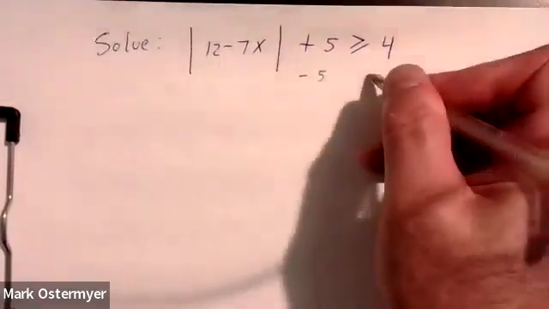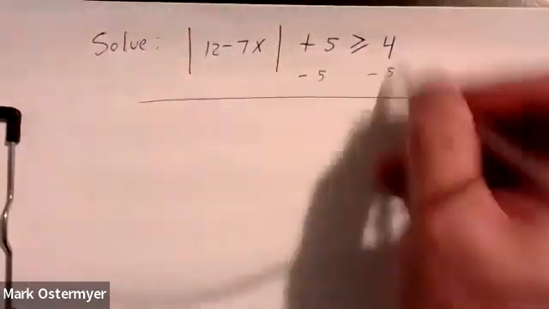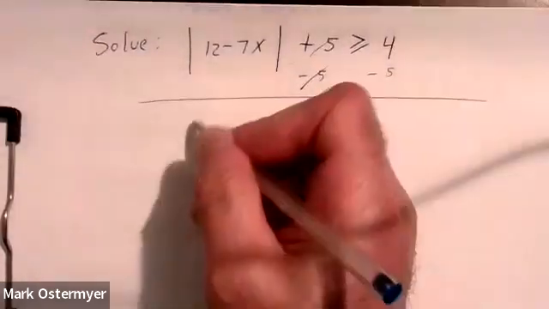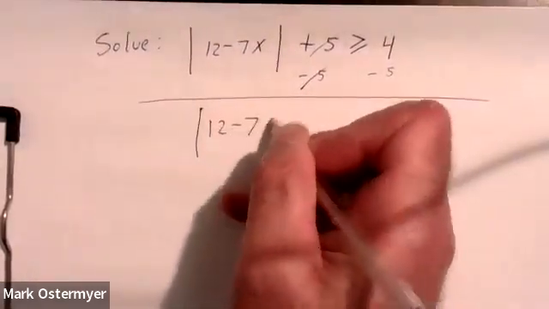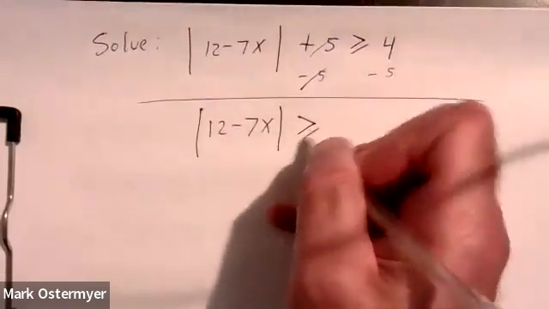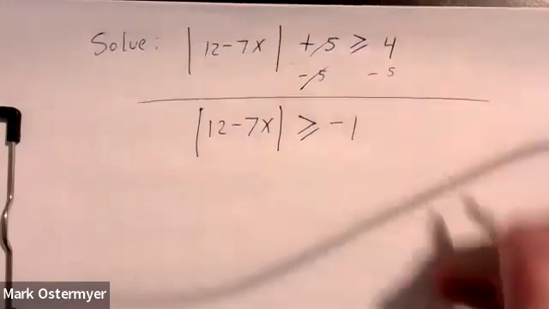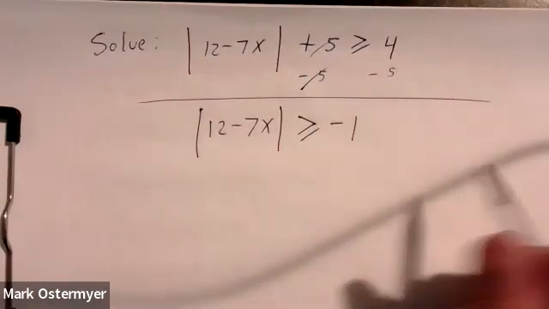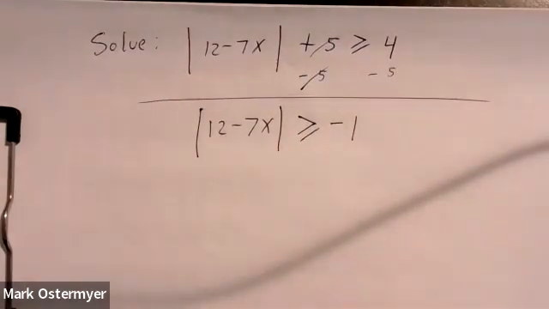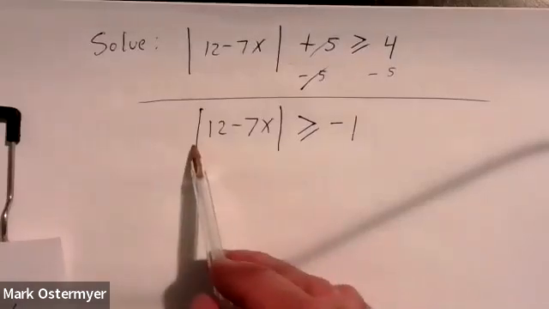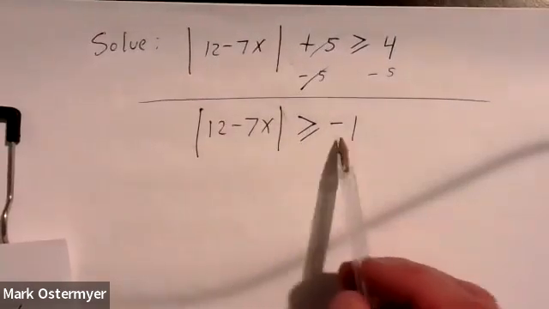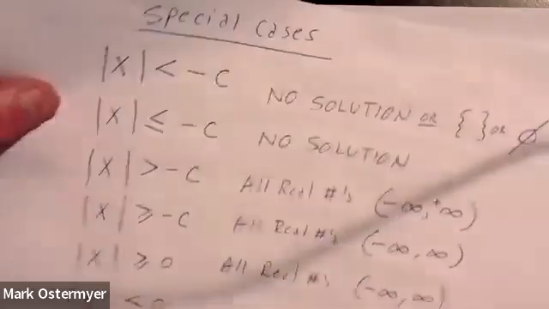So I minus 5 from the left and the right. The 5s drop out on the left, isolating my absolute value, which is now greater than or equal to, but 4 minus 5 on the right nets me a negative 1. Ladies and gentlemen, before you go further with such an absolute value inequality, you need to check it with your special cases. Is this by chance a special case? To say the positive absolute value is something that's greater than or equal to a negative number. Is it a special case?